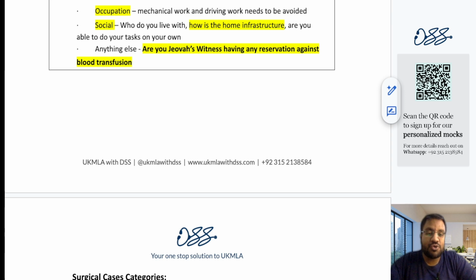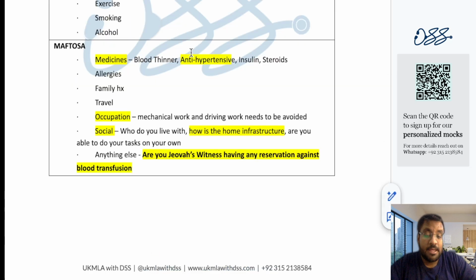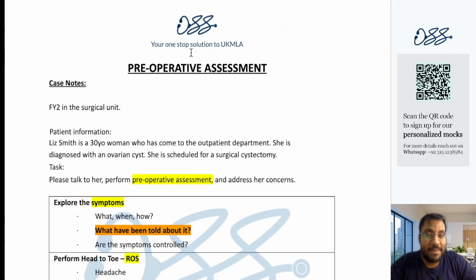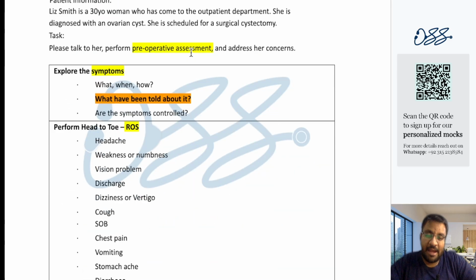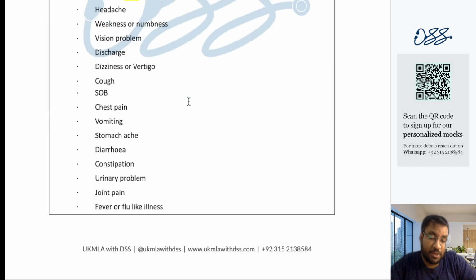So you have to make sure that you ask this particular question, and that you address it. If they have any reservation against blood transfusion, there is a way to manage that, and I'll tell you later on when we go down in this lecture. All right, so this was the pre-operative assessment. It is a completely different structure, very different from the others, and you need to make sure that you have the pre-op structure in your mind.